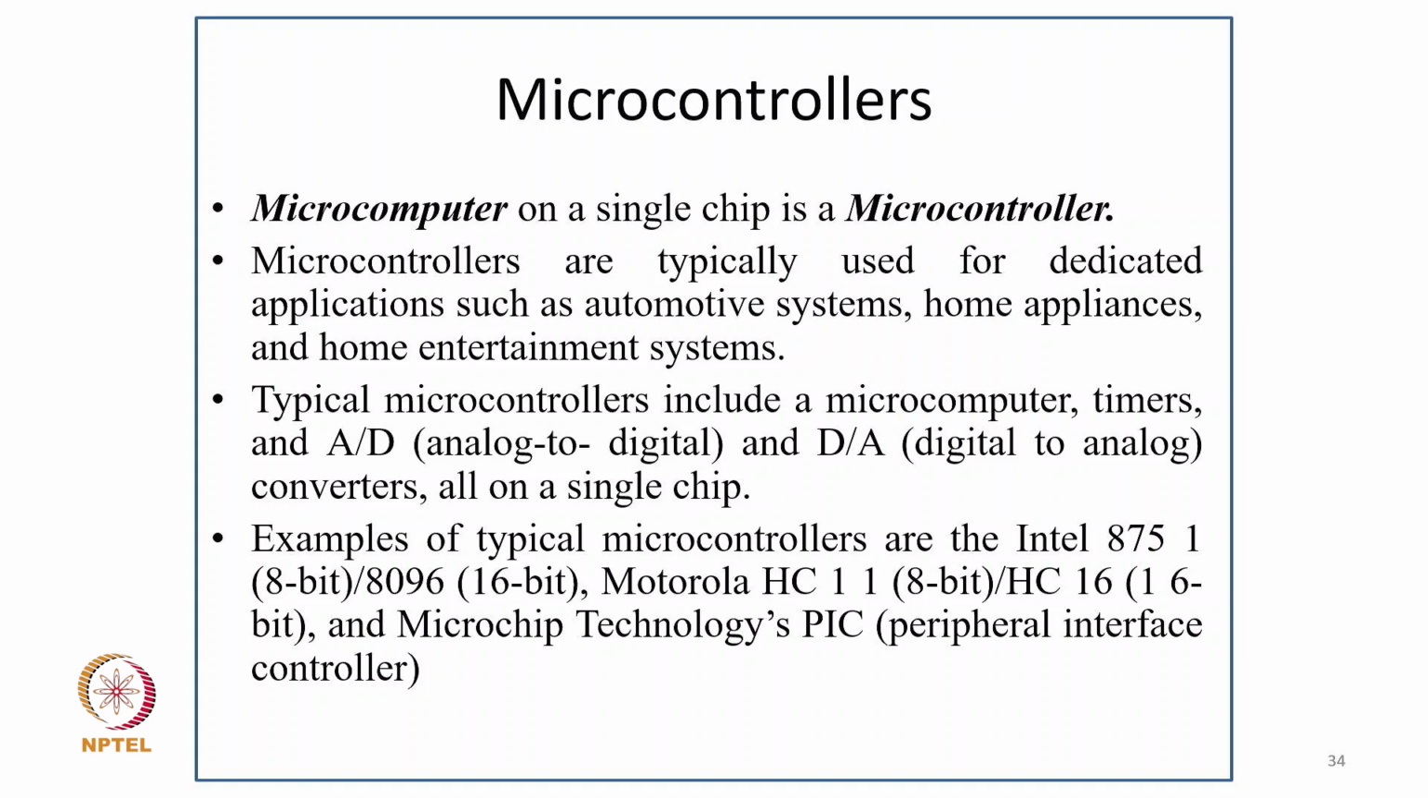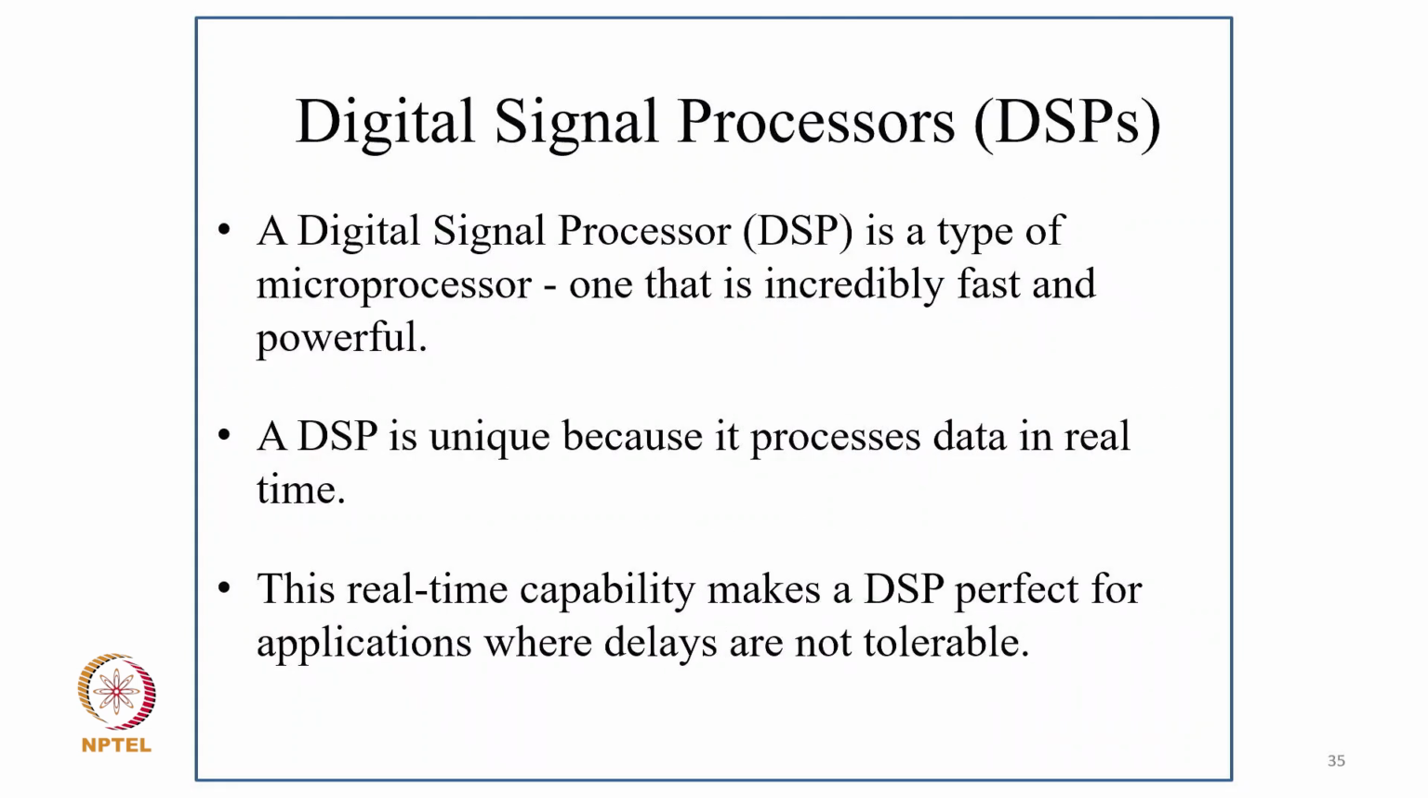Typically, a microcontroller includes the microcomputer, timers, analog to digital converters, and digital to analog converters, all on a single chip. Examples of typical microcontrollers are Intel 8751 as an 8-bit, 8096 as a 16-bit, Motorola 68HC11 8-bit and 68HC16 16-bit, and Microchip Technology PIC peripheral interface controllers.